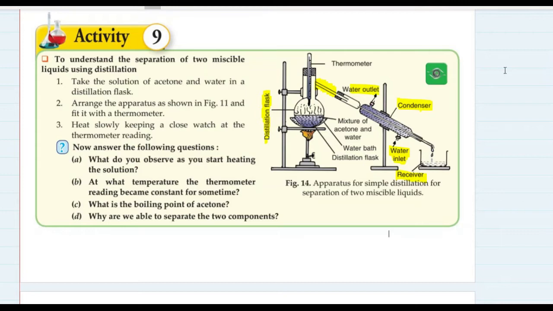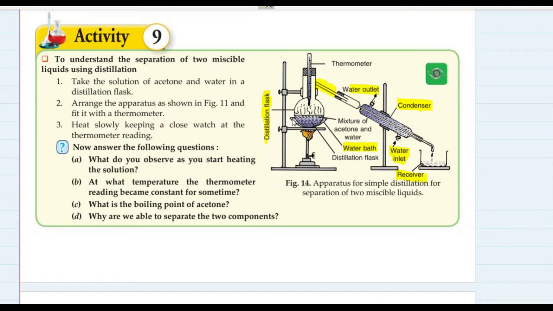So this is the whole setup. Water is heated here. I'll just walk you through what is happening over here. So water is heated in this round bottom flask, which is known as the distillation flask. Now, if you observe, this distillation flask is not directly kept over the flame, but it is kept in a water bath. What is a water bath?